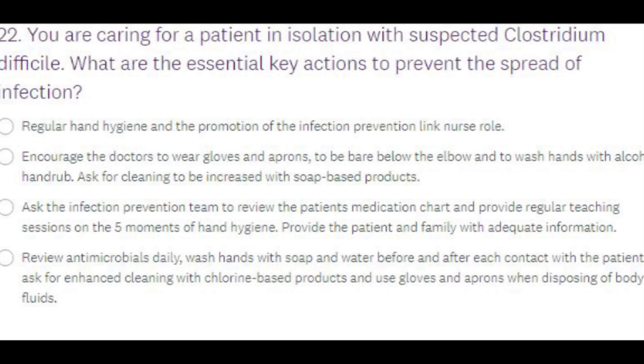Here, all 4 are right. So 4 options can be ticked as the right choice.